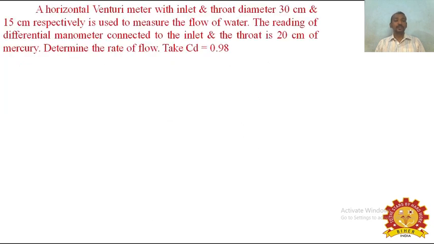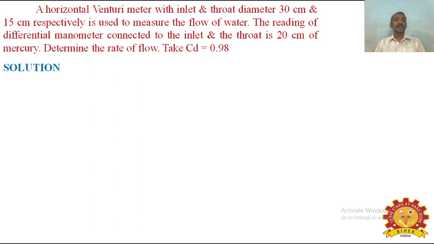So first you have to write the question. A horizontal Venturimeter with inlet and throat diameters 30 centimeter and 15 centimeter respectively is used to measure the flow of water. The reading of the differential manometer connected to the inlet and the throat is 20 centimeter of mercury. Determine the rate of flow. Take coefficient of discharge as 0.98. So first we have to write the given data, or draw the diagram.